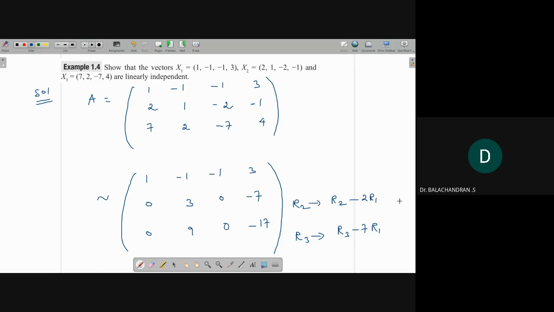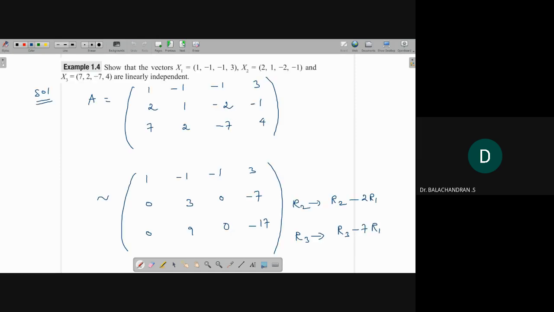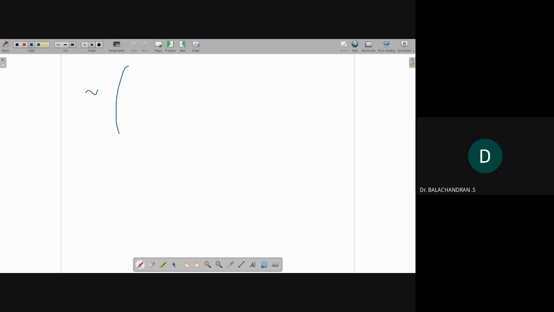Okay. Now this is equivalent to... I need one more operation. First two rows, please tell. 1, minus 1, minus 1, 3. Second row: 0, 3, 0, minus 7. Yes, sir. Minus 7.